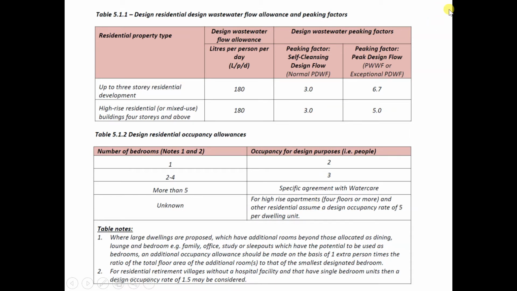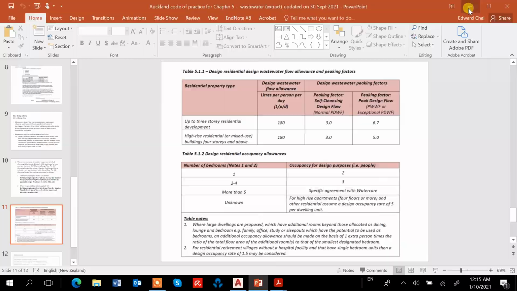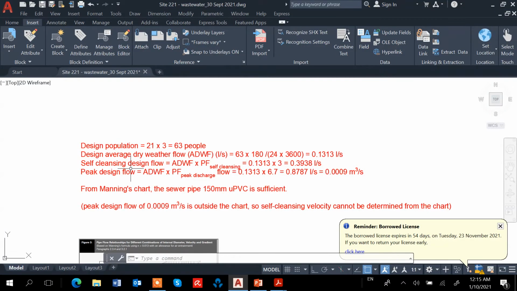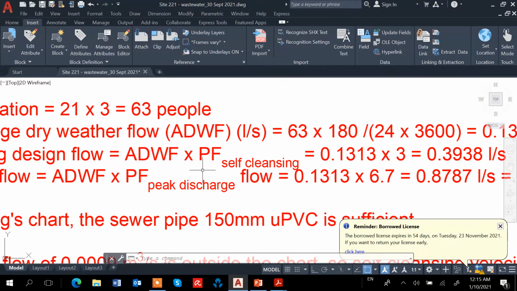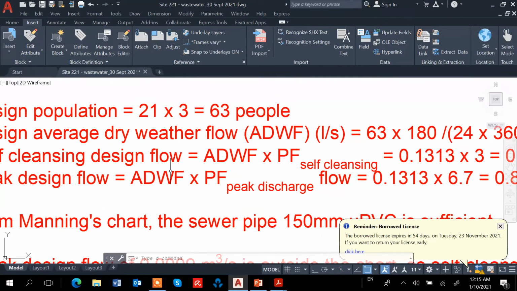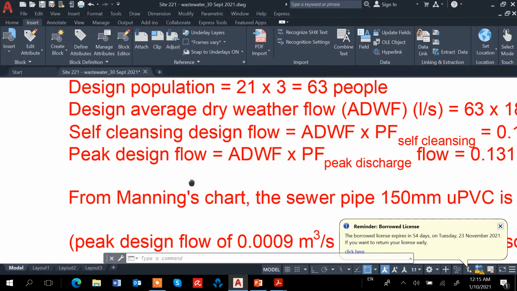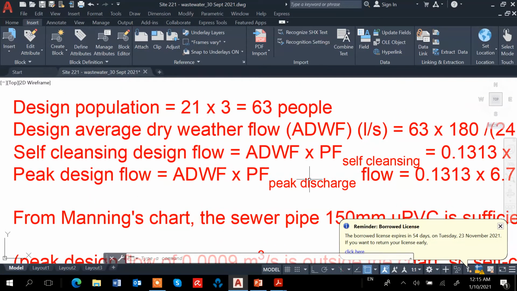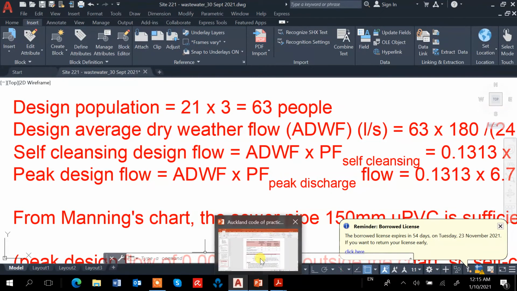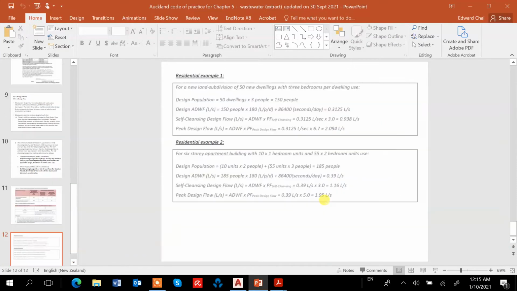Okay, and then for the design, we have to find the average dry weather flow, ADWF. So we have the design dry weather flow. We have to find out the self-cleansing design flow as well as the peak design flow as well. So we need to look at this chart here.